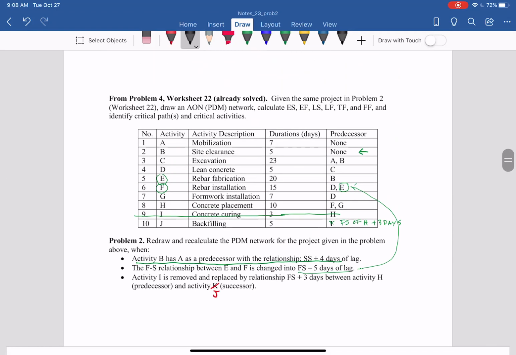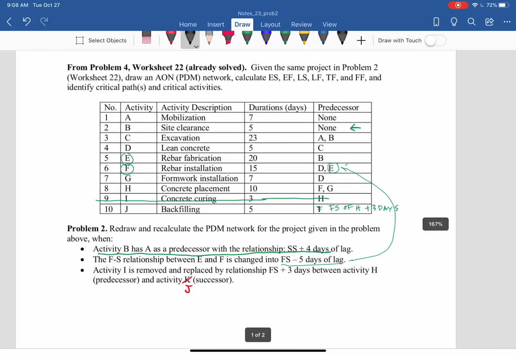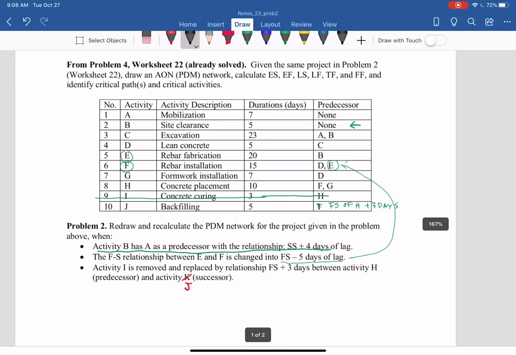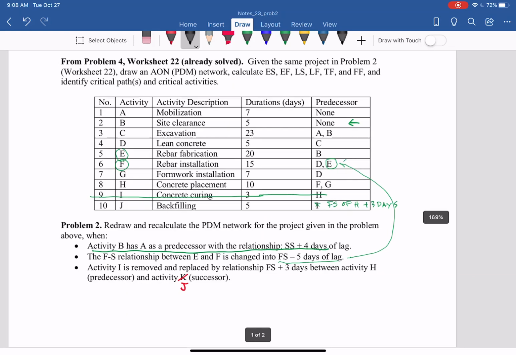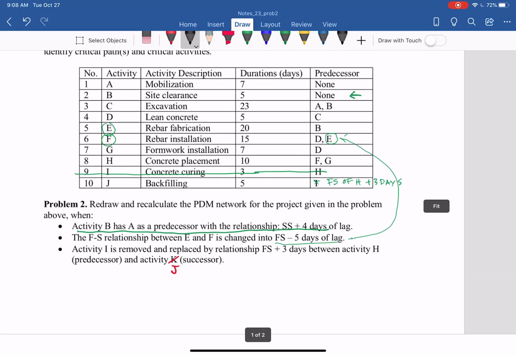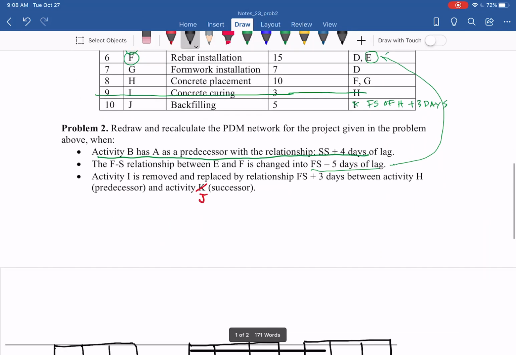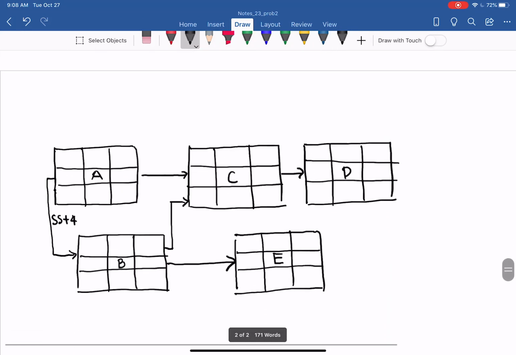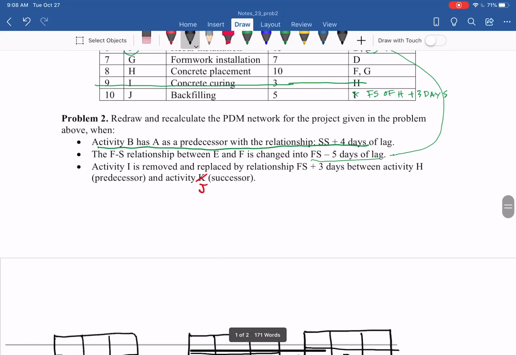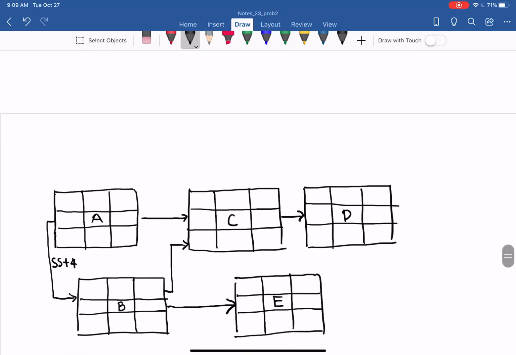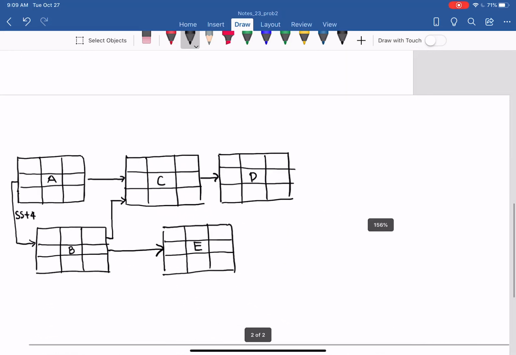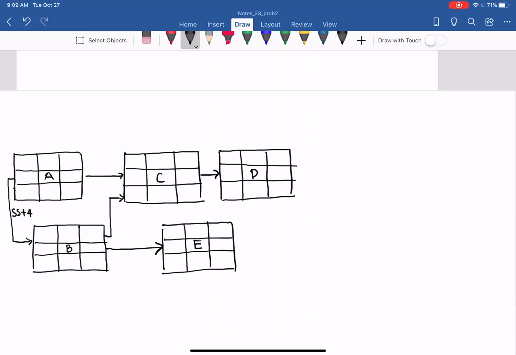F follows D and E, but for E it will be FS minus 5 days. Everyone see that one? FS minus 5 days, so finish start with minus 5 days. F follows D, the same, unchanged. So let's make that activity F.